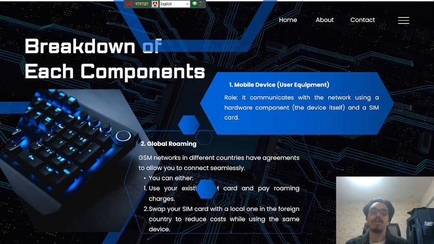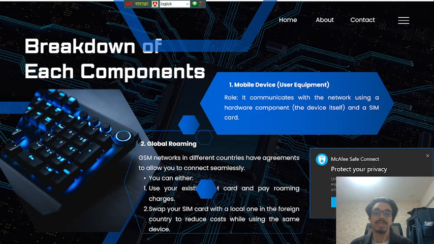Next is global roaming. So what is global roaming? GSM networks in different countries have agreements to allow you to connect seamlessly. For example, you can either use your existing SIM card and pay roaming charges, or you can swap your SIM card with a local one in the foreign country to reduce cost while using the same device.